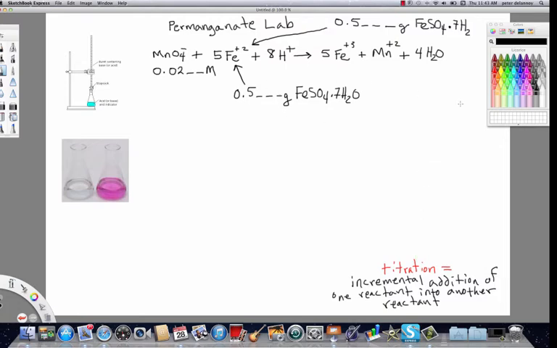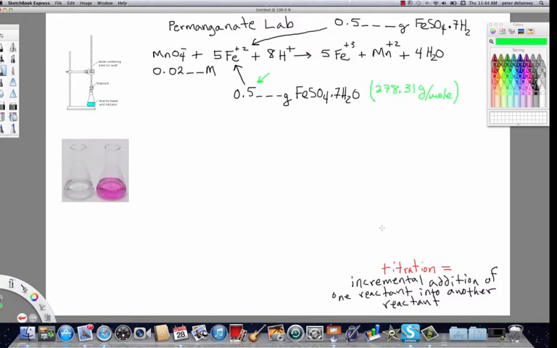So coming back to what we're doing here, we're going to have a predefined amount of iron 2 sulfate heptahydrate. So this is a known quantity. Using a simple calculation, we'll be able to determine how many moles of this reactant are going to react with the permanganate. The molar mass of this, just so that we have it here, is 278.31 grams per mole.